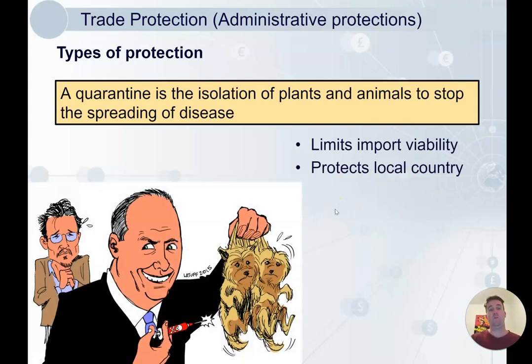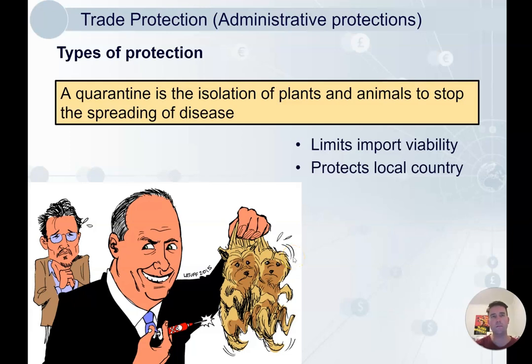Very famous example, I guess it was 2015. One of our ministers threatened to put down Johnny Depp's dogs because he brought them into the country illegally. He didn't quarantine them, but they were in the country, and he went on national TV and said, yeah, we'll put them down. I don't care if you're the world's sexiest man, we're still going to do it.